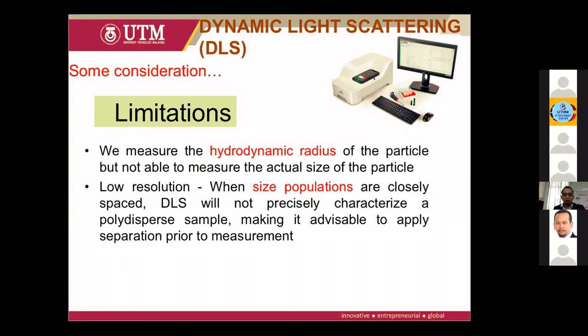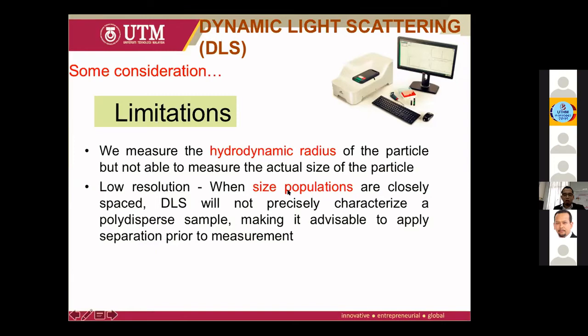In terms of the limitation here, take note that we actually measure the hydrodynamic radius in a spherical shape structure, and somehow it gives you a low resolution, because when sizes are closely spaced and populated, the DLS is not going to give you the polydispersity precisely. So you have to optimize in terms of that.